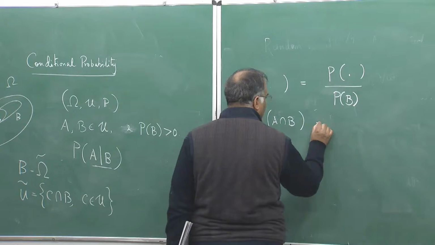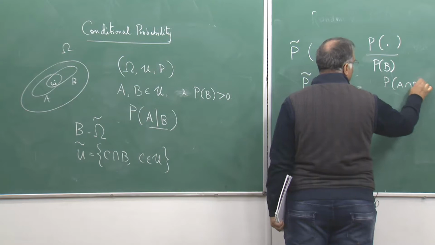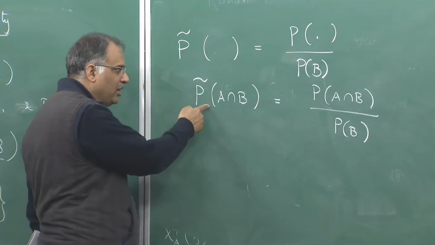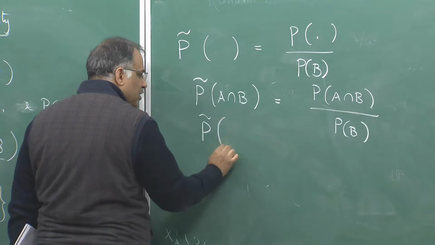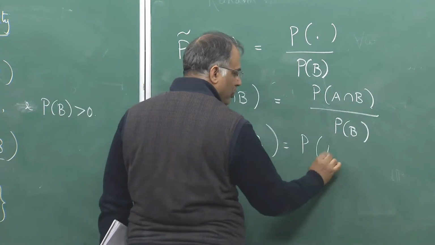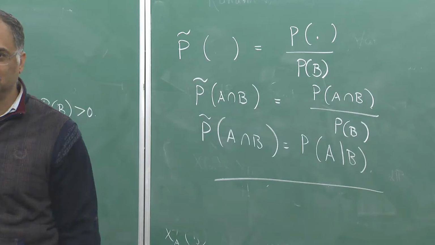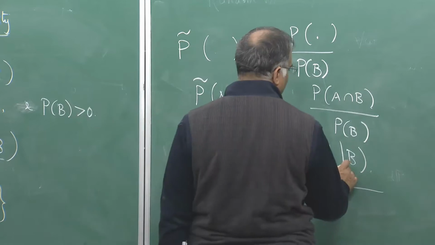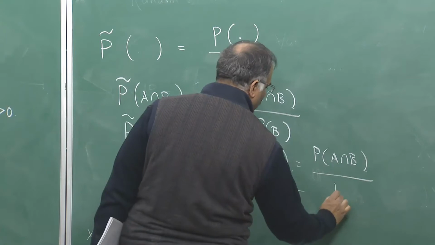So then by this definition this is equal to probability of A intersection B, and we mathematicians define that P tilde of A intersection B is also said to be the probability of A given B, and that is essentially the meaning of conditional probability. So this is nothing but P of A intersection B divided by P of B.